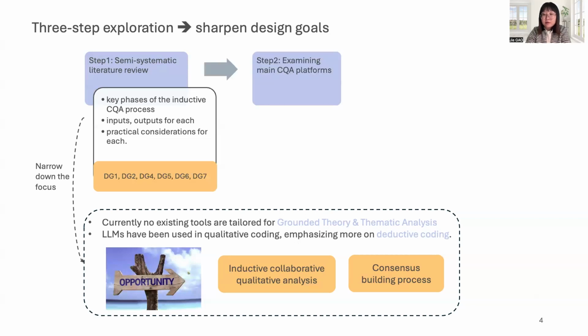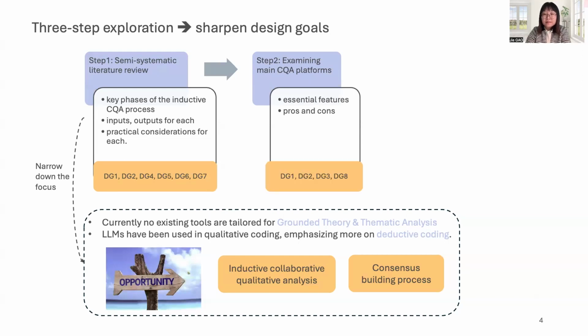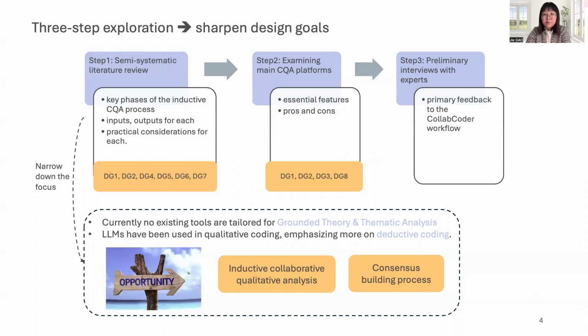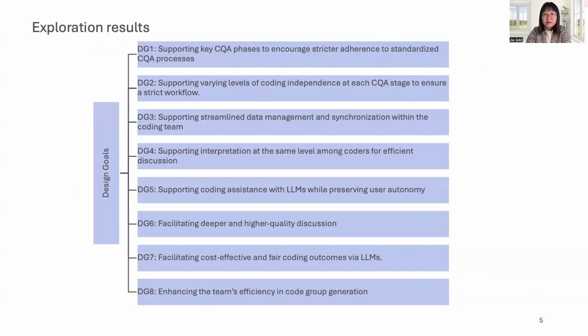Secondly, through an examination of prevalent CQA platforms, we got insights into their essential features, pros and cons, refining two goals and generating two new ones. This step also made us propose a primary version of CollabCoder. Lastly, through preliminary interviews with experts, we collected insights into CollabCoder's workflow, features, and scope, refining two more goals. In total, we have 8 key design goals.